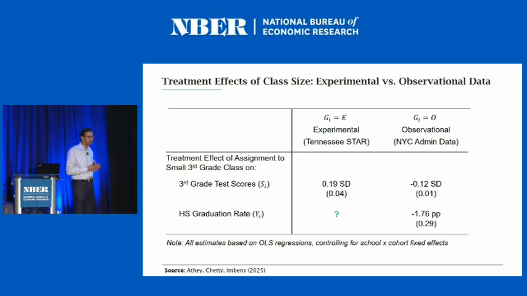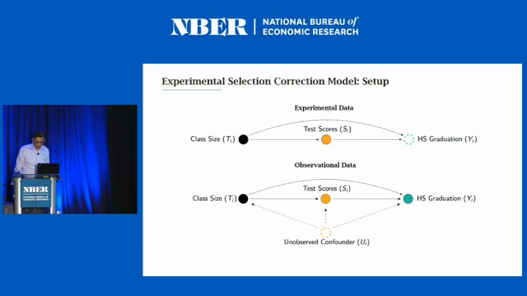Okay, so one way to think about the problem I'm trying to solve is, can I come up with an estimate of the causal effect of class size on high school graduation, fill in that question mark by combining these three cells of information? Under what assumptions can I do that? So to put this in DAG form, this is the kind of data structure we're thinking about, where we've got an experimental data set, where now we want to allow for the possibility that there is a direct effect of treatment on high school graduation rates.